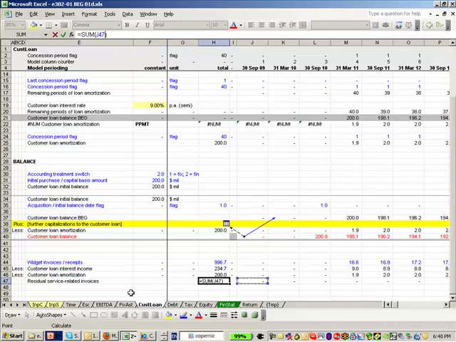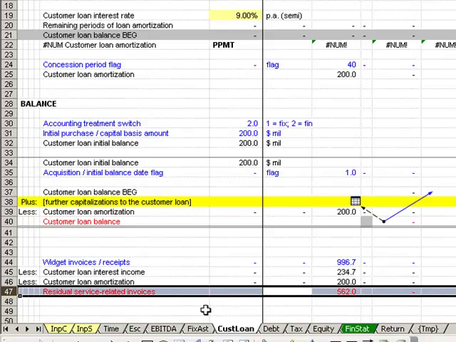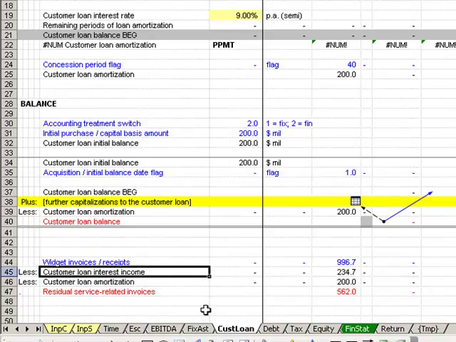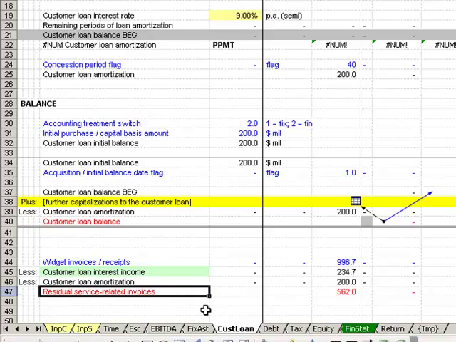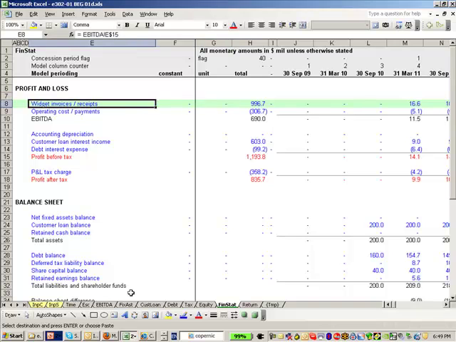Okay, leaving me with this concept of residual service related invoices. And it's this one, and not the total widget invoices, that is left over that we haven't yet booked. Because don't forget, customer loan interest income we have added into the P&L. We've decided that customer loan amortization is not an income line, so what we're left with out of the widget invoices is only this bit. And this is the bit that the accountants do allow us to put above EBITDA.